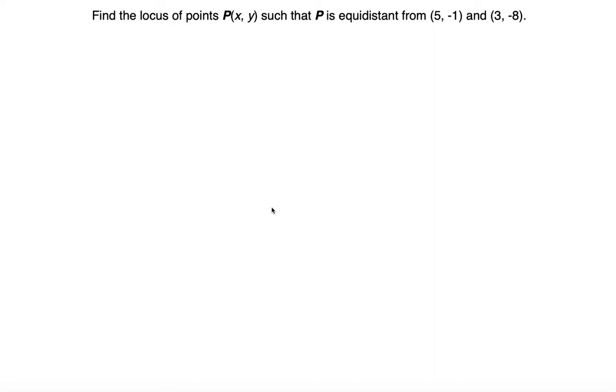Find the locus of points (x, y) such that P is equidistant from (5, -1) and (3, -8). So the process here is straightforward. You're just going to use the distance formula.